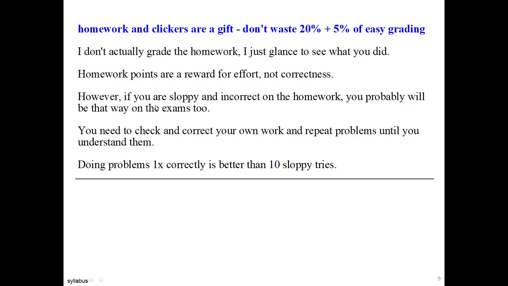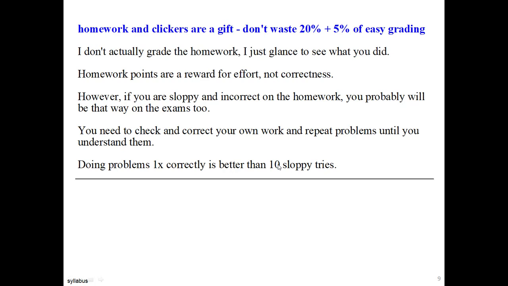However, if you approach the homework sloppily, thinking, oh, this is so easy, he doesn't even care about the homework, and you don't correct your mistakes and just do minimal effort, that's the way it's going to show up on the exams. The homework is a gift to reward your effort, but you will not do well in the exams unless you practice and do the homework diligently with a good effort. You need to check and correct your work, and then repeat problems until you understand them. Doing the problems one time really diligently is better than 10 sloppy efforts.